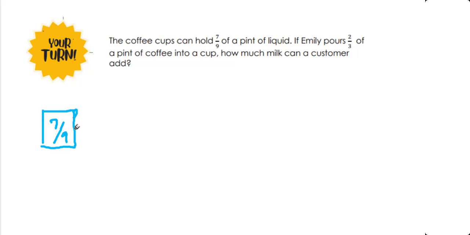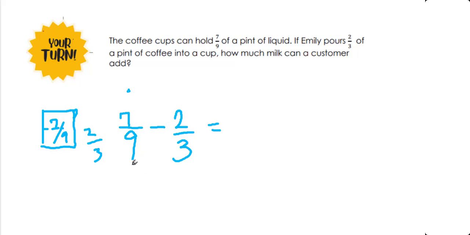So I need to know what part of this cup is 2/3. It's not going to fill it up all the way. So I know that I'm subtracting. The picture kind of helps me see that. It might not help you. Don't do it if it doesn't. But what I'm going to do is take 7/9 minus, this is the full amount it can hold, and this is the amount of coffee that was poured into it. How much milk can a customer add? So basically, how much space is left in that cup.